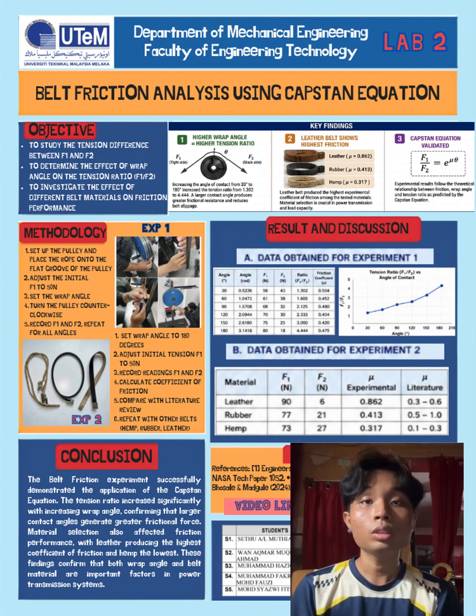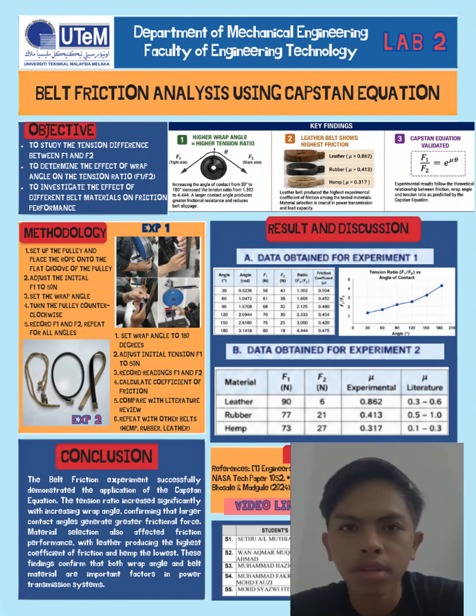In conclusion, the results show that both wrap angle and belt materials significantly affect belt friction. So a larger wrap angle increases the tension ratio, while the leather belt provides the highest friction performance. Therefore, the experimental findings successfully validate the capstan equation.